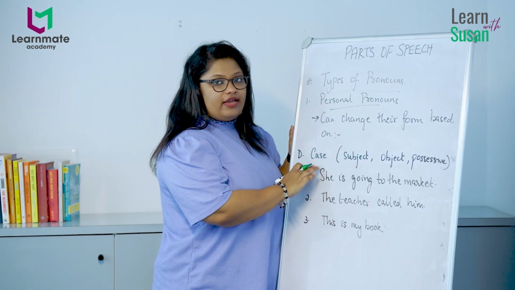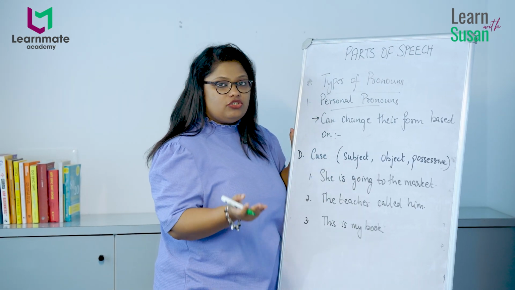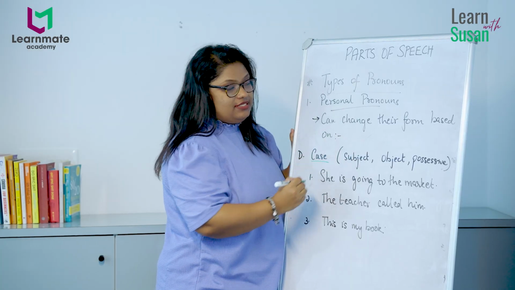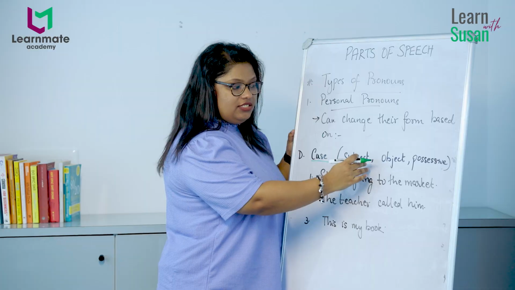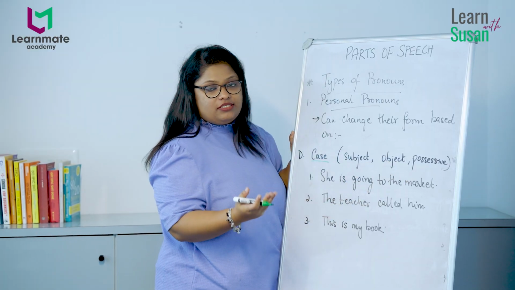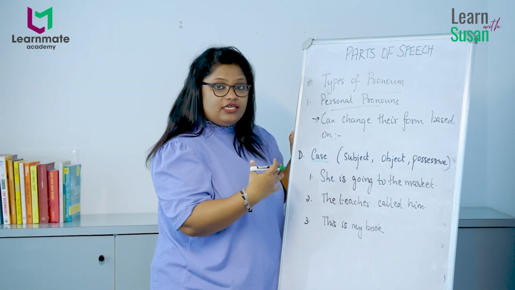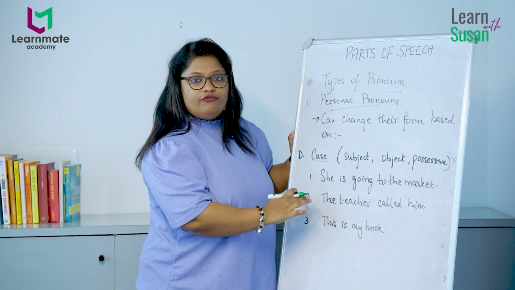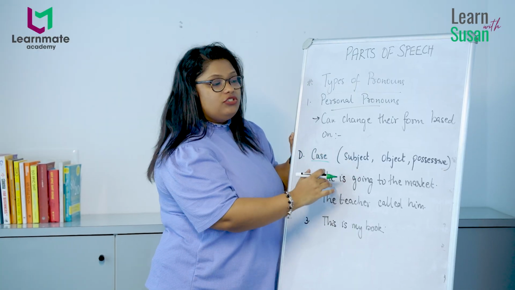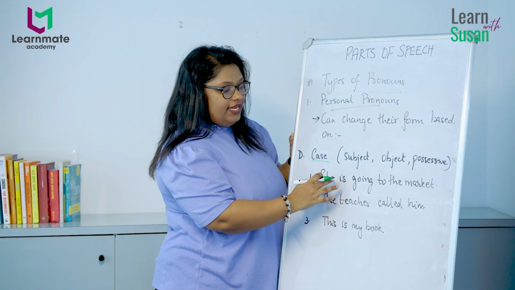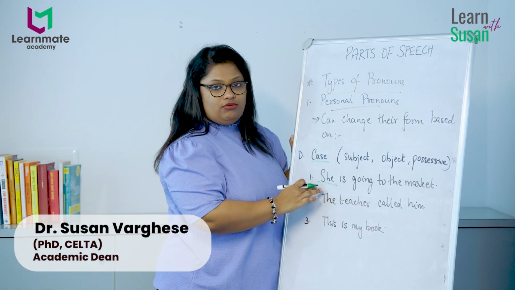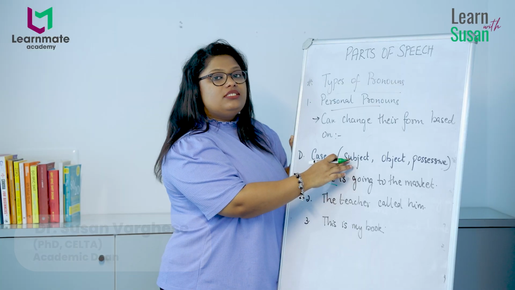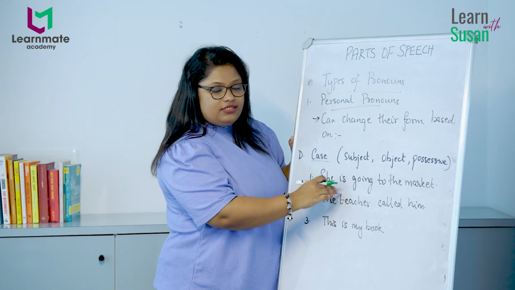Now the last factor that determines a change of form in pronouns is the case. So whether we are using a pronoun as a subject, object or as a possessive form of word, it changes accordingly. So here are a few examples that cater to each of these. She is going to the market. So here she is used as a pronoun, which is also the subject in this particular sentence.